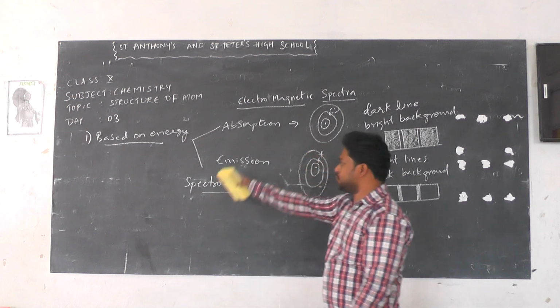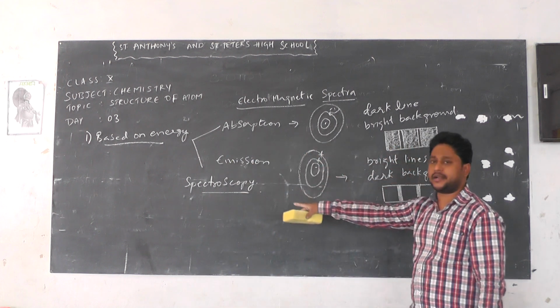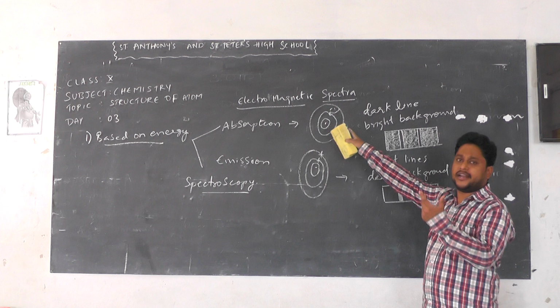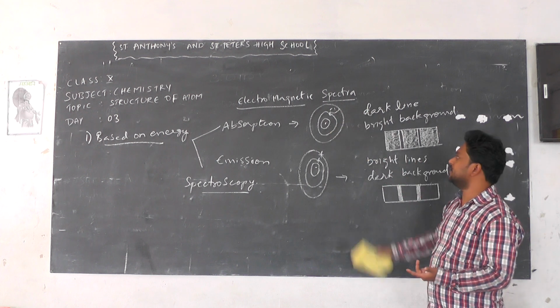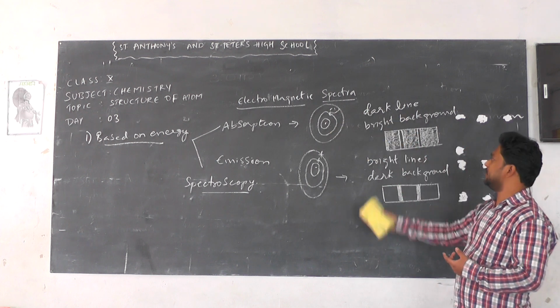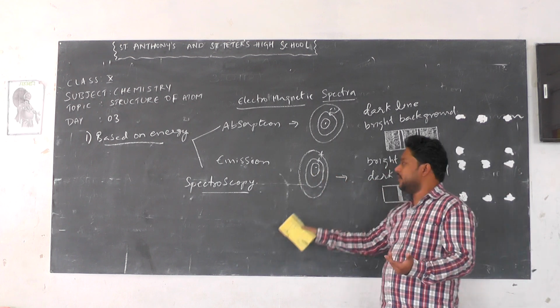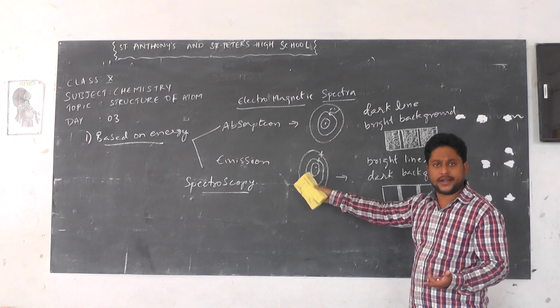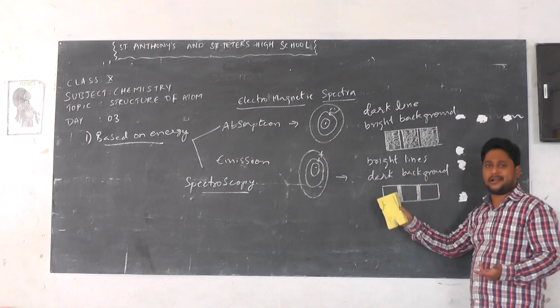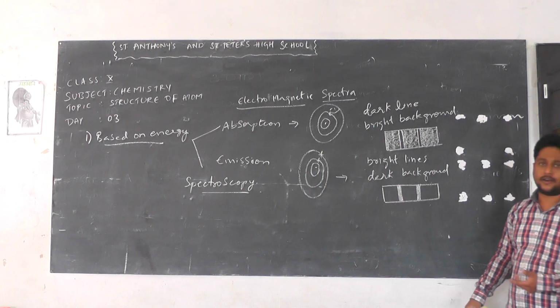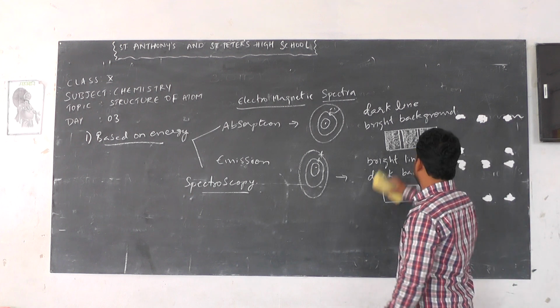Electromagnetic spectra based on energy: absorption spectra and emission spectra. In absorption spectra, electrons jump from lower energy level to higher energy level, leaving dark lines with a bright background. In emission spectra, they lose energy and jump from higher energy level to lower energy level, leaving bright lines with the dark background. Now let us see based on wavelengths.